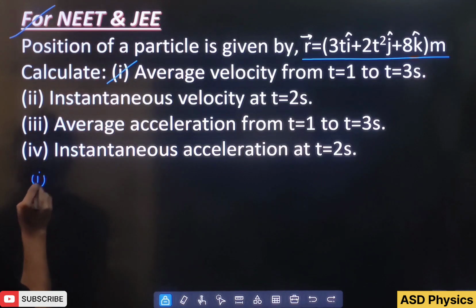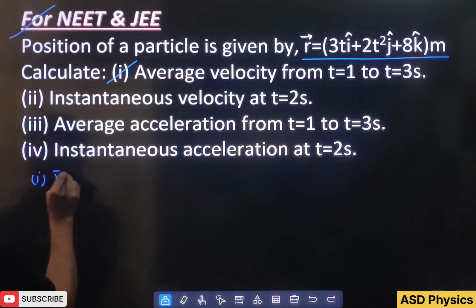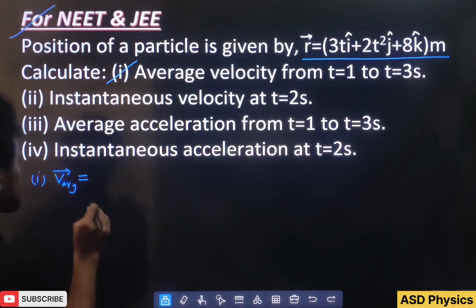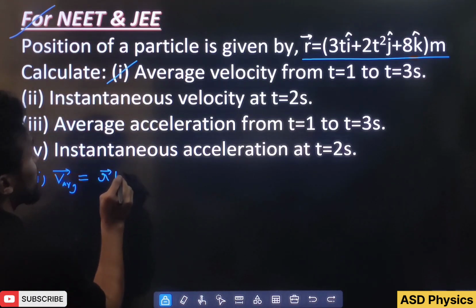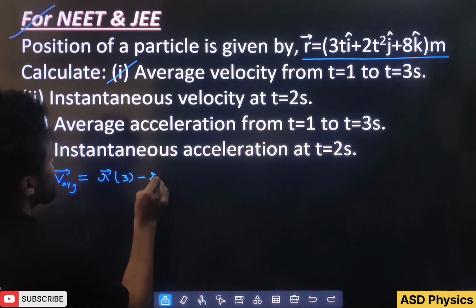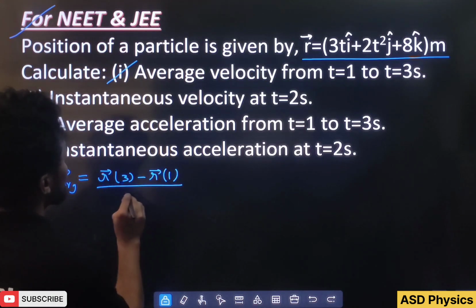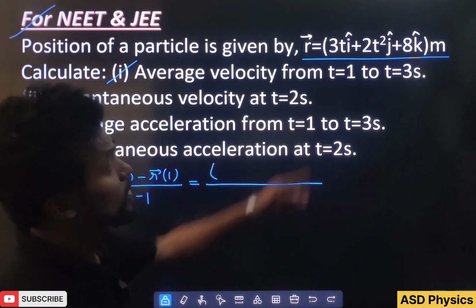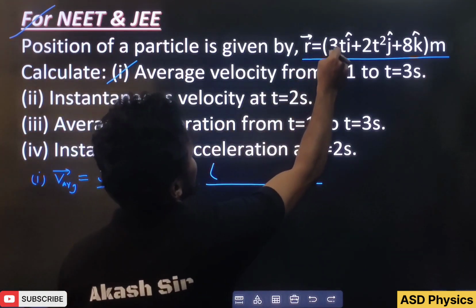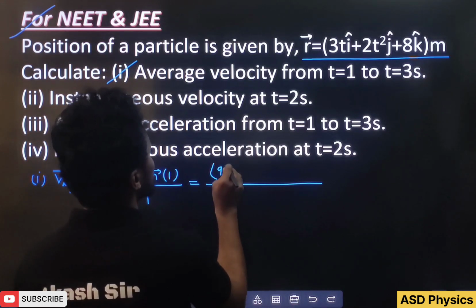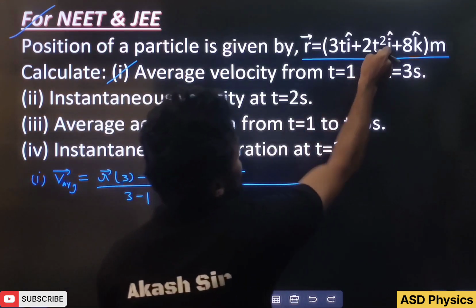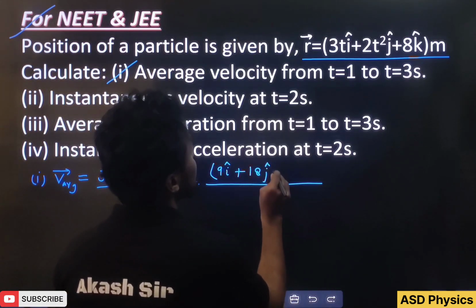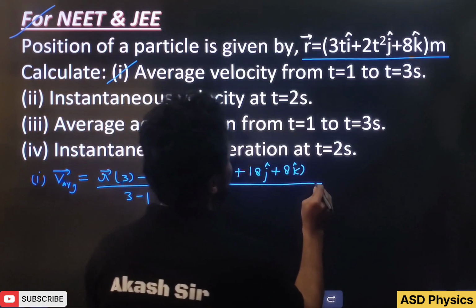Okay, so first we are going to see average velocity. Whenever it is given in vector form, we'll solve directly. So students, average velocity is given by what here, please? This is vector r at 3 seconds minus vector r at 1 second, by 3 minus 1. So when you put t equal to 3, 3 into 3, 9 i cap plus, t equal to 3, that means 3 square 9, 9 into 2, 18 j cap plus 8 k cap.